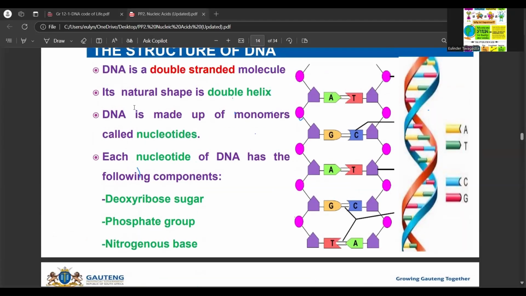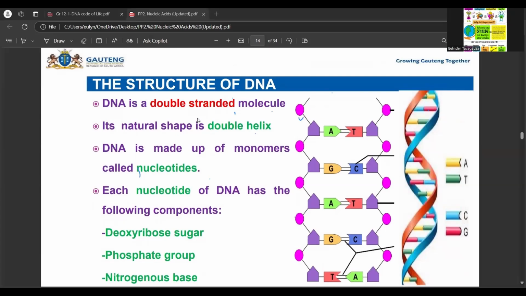The DNA is a double-stranded molecule, right? If you check this diagram very well, we are saying double-stranded molecule, which means the strands are coiled. They are double. So whenever you're answering your questions, there are certain terms that you should not leave out. Like you see, it's even highlighted in red. These are the marks, the points that are needed by the examiner.